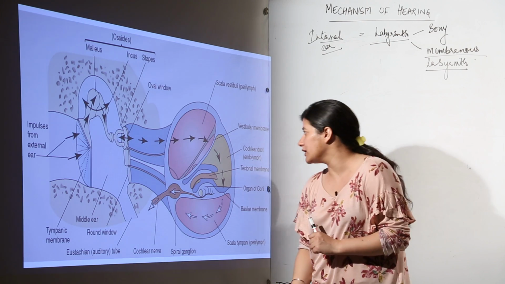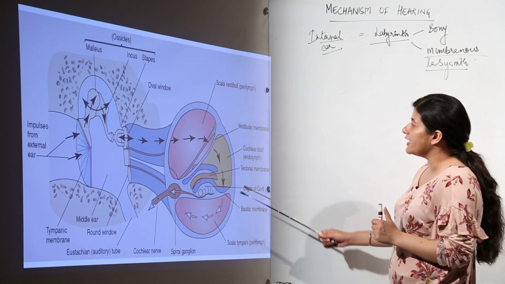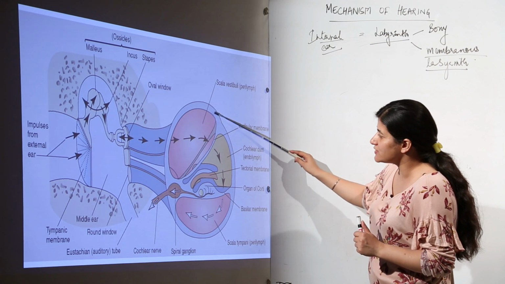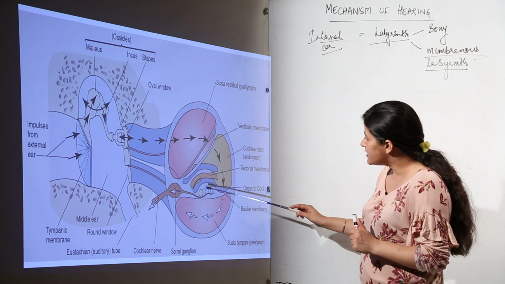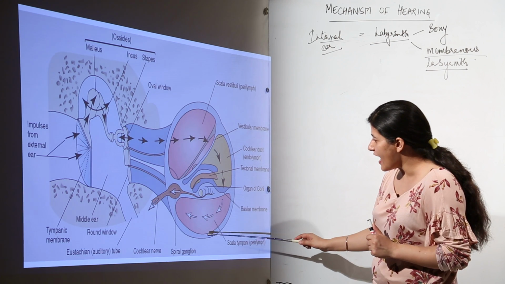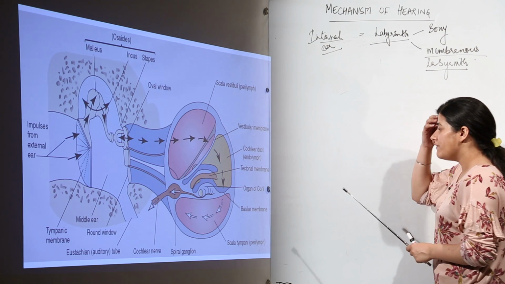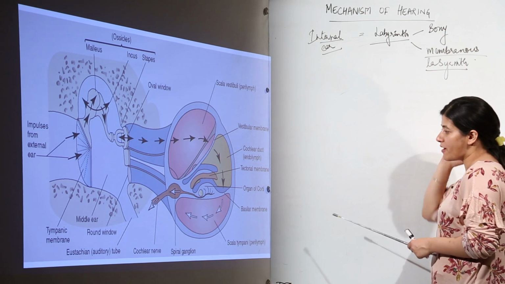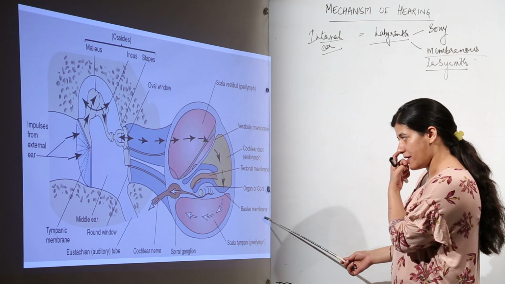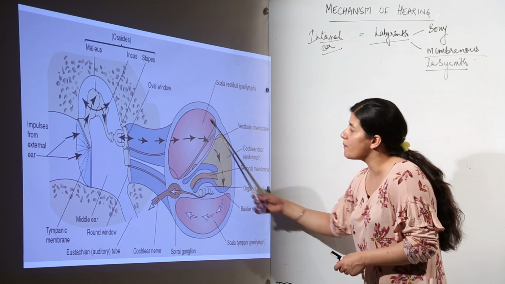Now, because we are talking about the hearing part, we have to see what the cochlea has. Cochlea has, as you can see over here, a membrane known as the vestibular membrane. This membrane is known as the tectorial membrane. We have the basilar membrane. So, we have two membranes that we have to remember: one is the vestibular membrane and the other is the basilar membrane. Now, the basilar membrane separates the endolymph from the perilymph.